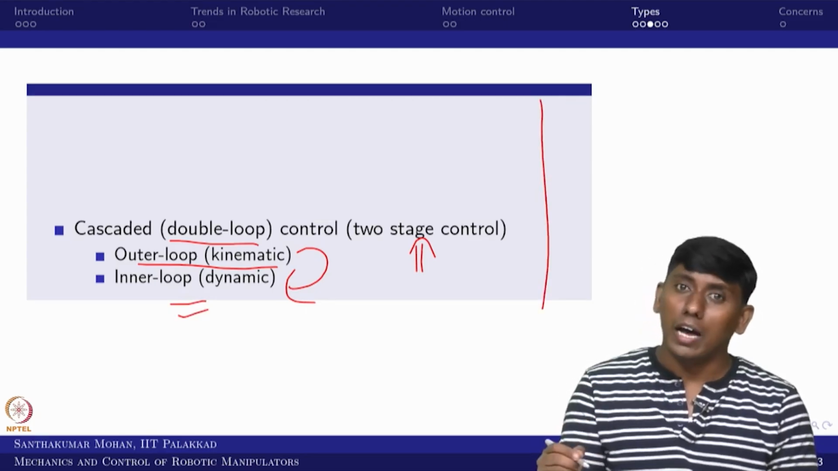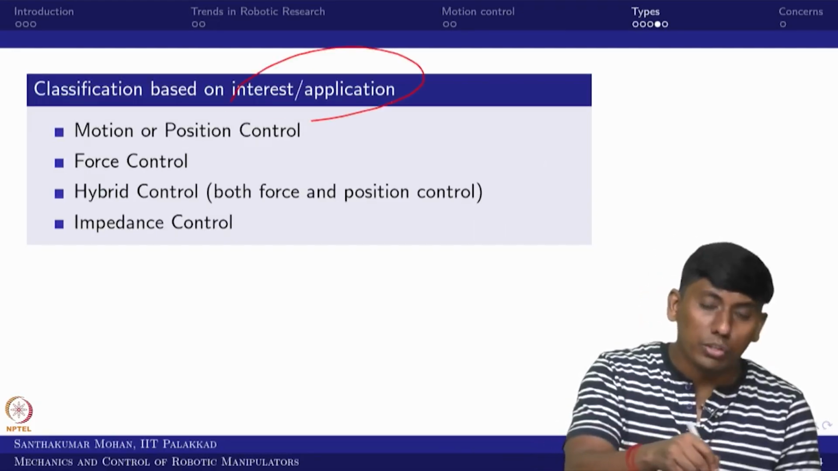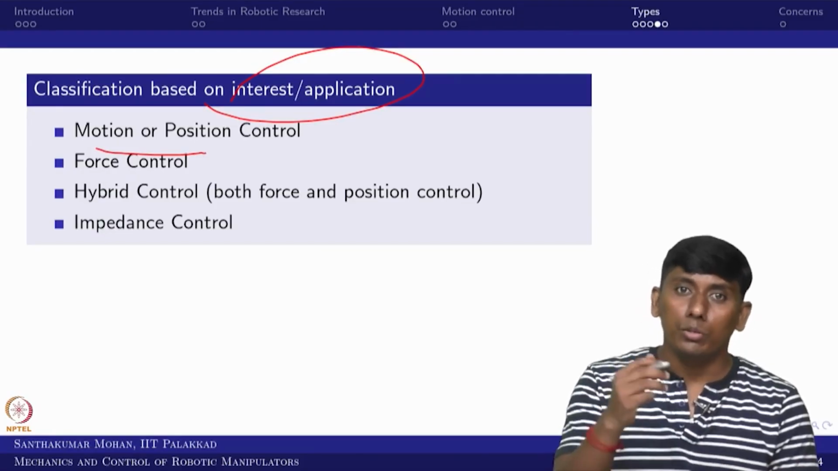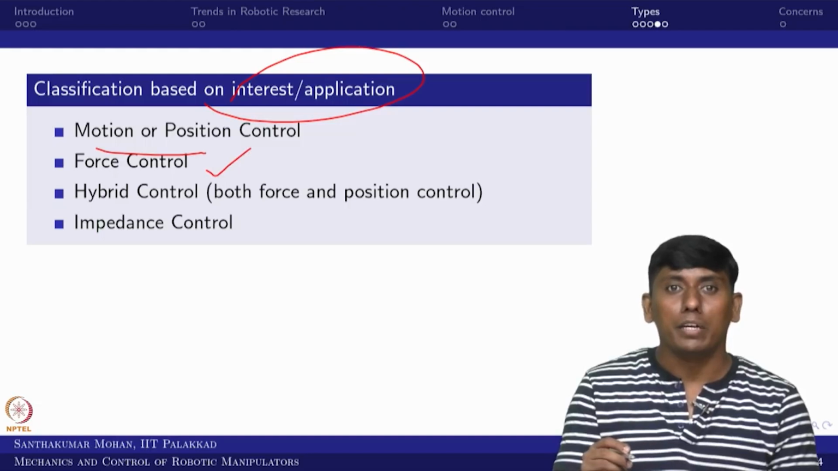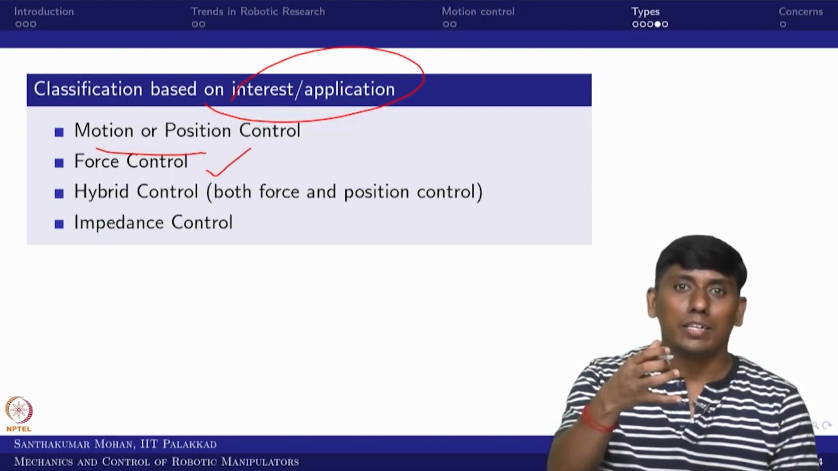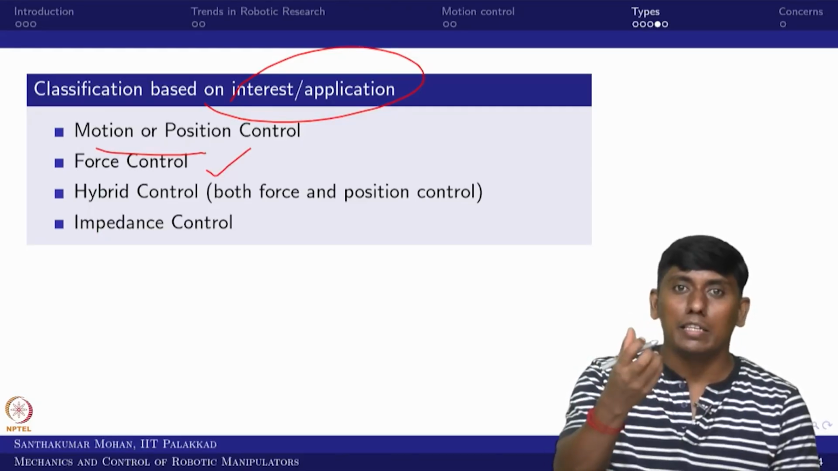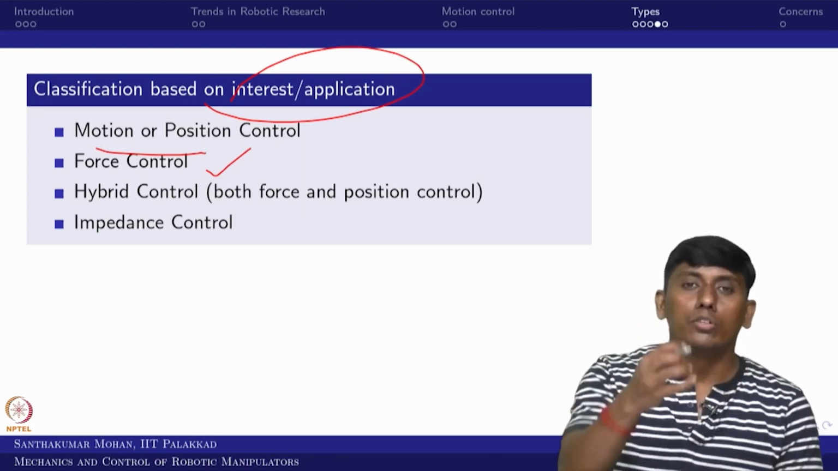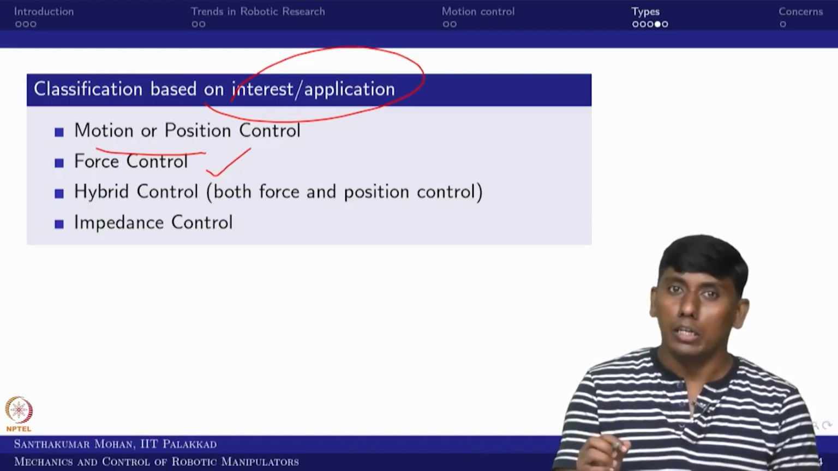So we will see what other classifications can come. The other classification is based on the interest or the application, whether it is pure motion or position control, or you want pure force control, or it requires a combination. For example, now my hand is going to carry a bottle. That bottle is probably fragile, so I cannot compress it. For example, I am carrying an egg. Then I need to make sure that the position is followed, as well as the force applied at the end. So that is also important.